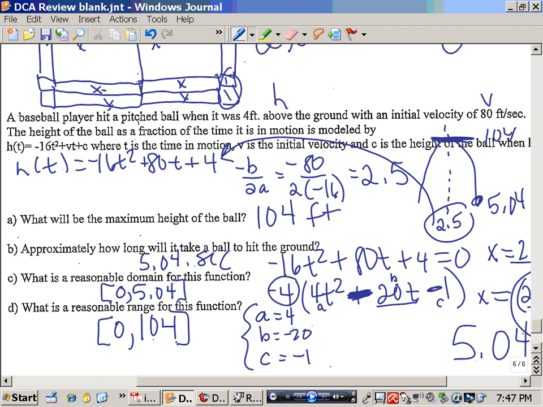I hope you do a great job on your DCA tomorrow. Remember, some of you, it's going to be your retest and your DCA, so you do need to practice some of these problems.